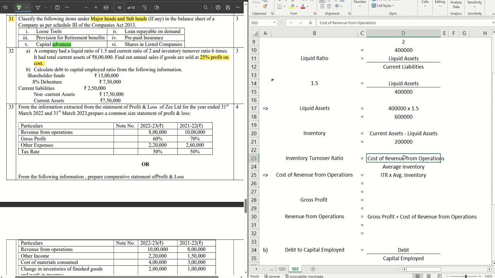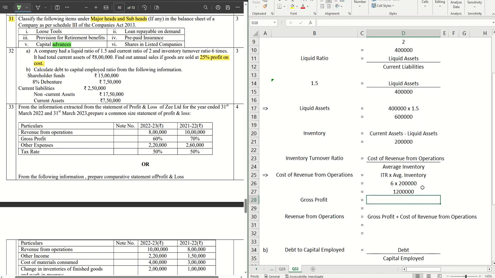We have to calculate the cost of revenue from operations, which is also called the cost of goods sold. So cost of revenue from operations is inventory turnover ratio into average inventory, which is 6 into 2 lakhs. So that comes to 12 lakhs. That's my cost of revenue from operations.